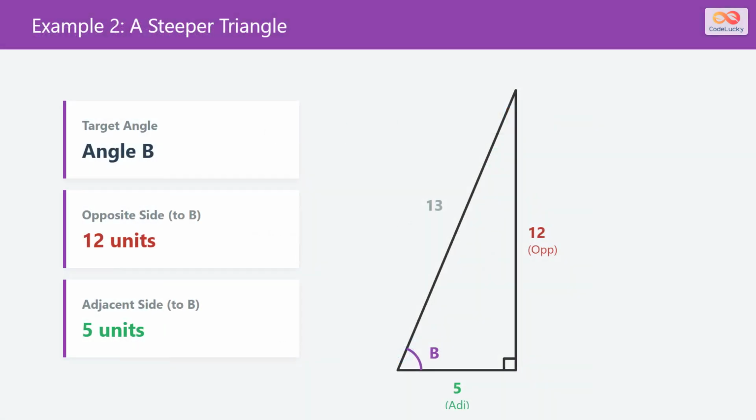Let's look at a steeper triangle. Here is angle B this time. The side opposite to B has a length of 12. The side adjacent, or next to B, has a length of 5. Remember, the 13 is the hypotenuse, so we do not use it.